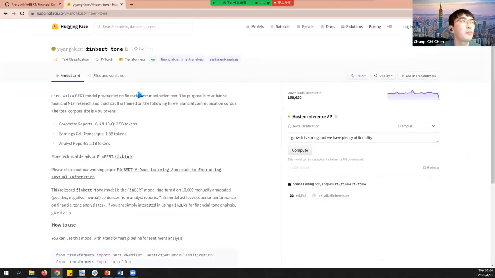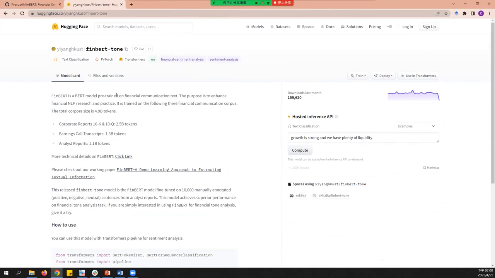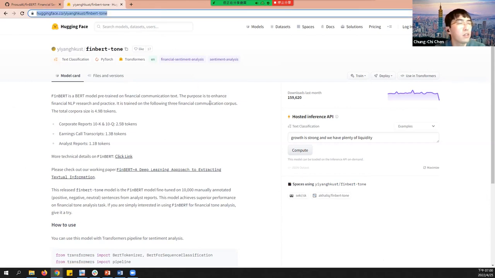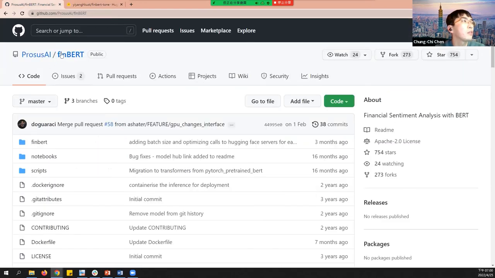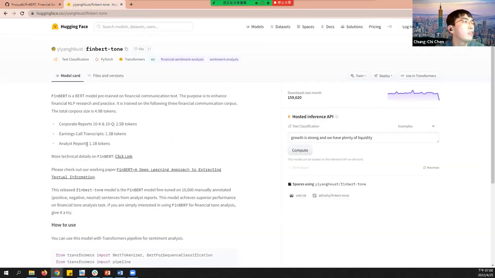what I want to show is that there are two FinBirds, and I think that maybe you can try the other one, because you have used unencoded transcription in your data set. And this FinBird is trained with different data compared with the other FinBird. This is trained based on news articles, and this is trained with analysis reports, earnings conference calls, and 10-Ks. So let me share that with you, and maybe you can try with that.